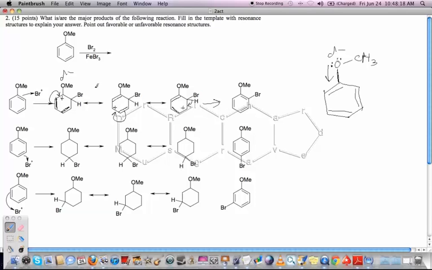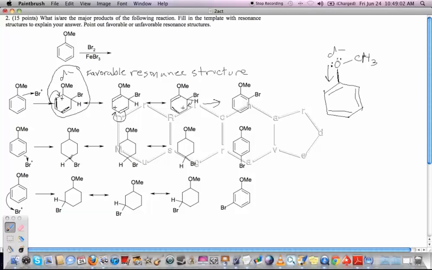Alright, so we'll look at these resonance structures, and what we can see is that this will be a favorable resonance structure. And the reason it's favorable is because you've got a delta minus right next to a C plus, so that it has a stabilizing effect, which makes this a favorable resonance structure.